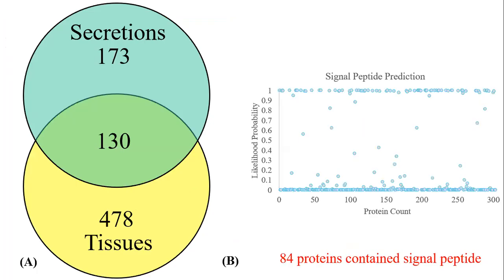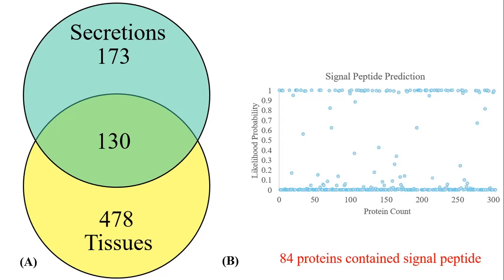And so I did a comparison of the Tergal gland secretions and the Tergal gland tissues and found that there are 130 proteins that both the secretions and the tissue share, but there are 173 proteins that were unique to the secretions and 478 proteins that were unique to the tissues.